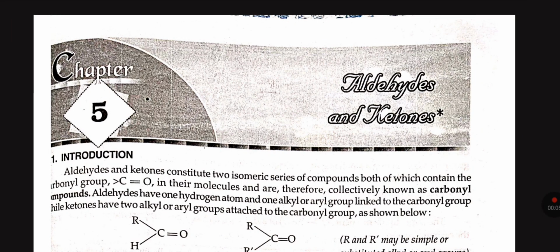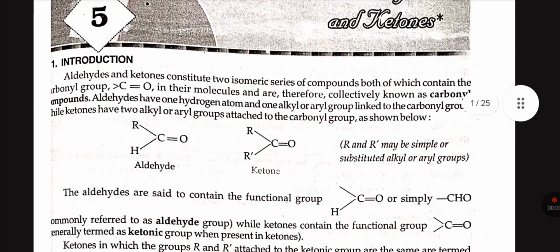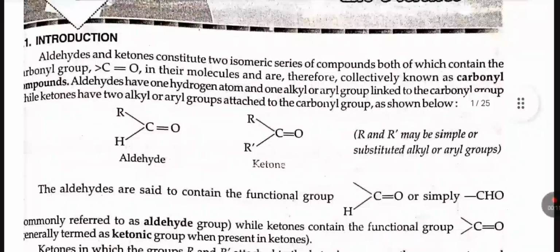Today we are going to study our chapter Aldehyde and Ketones. Introduction. Aldehyde and ketones constitute two isomeric series of compounds, both of which contain the carbonyl group C double bond O in their molecule, and they are therefore collectively known as carbonyl compounds.